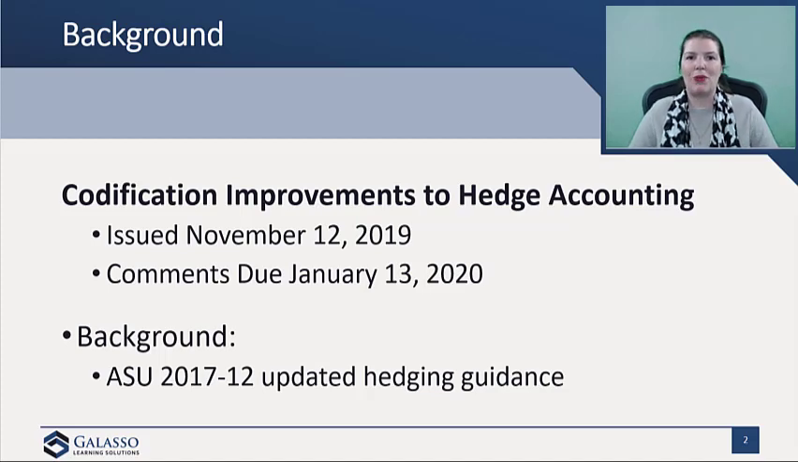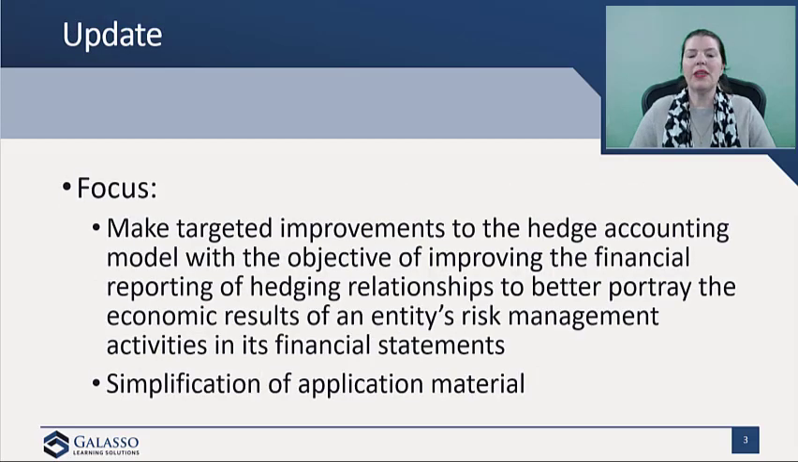But as with anything, when you're in the middle of going through the implementation, you might find a couple of little snafus, which is exactly what happened. So this was issued November 12th. Comments are due January 13th. So again, very targeted improvements to hedge accounting, trying to improve the financial reporting, and the goal of the entire standard was to better portray the economic results of their risk management. So if someone is hedging, there's a reason for it. What are they trying to mitigate? That's really what they want to make sure keeps consistent. And so they are trying to simplify, right? So sometimes some of the application material caused a little bit of question, and so we're trying to address that.